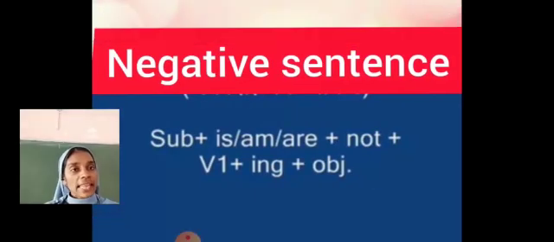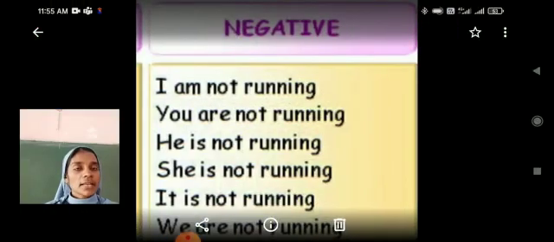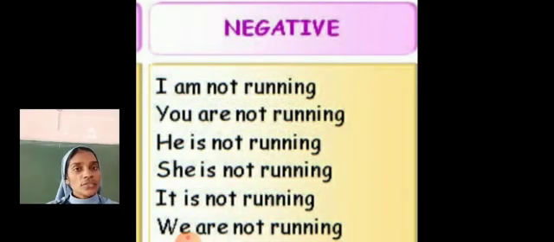Next we can see negative sentence in present continuous tense. What is the structure? Subject, to be forms, that means is, am, are, then not, then ing form of the verb, then object. For example, I am not running, you are not running, he is not running, she is not running, it is not running, we are not running. All these are examples of negative sentence.